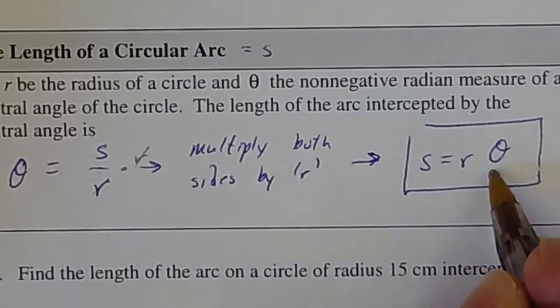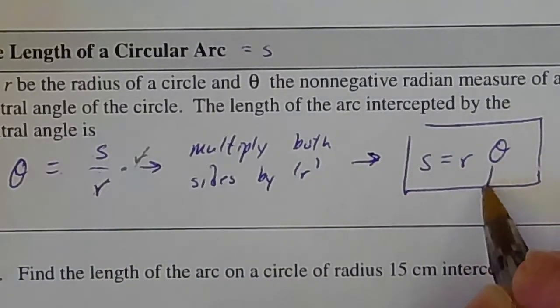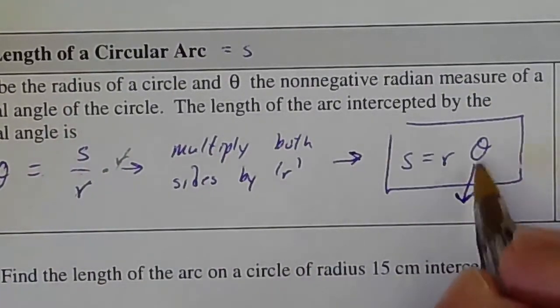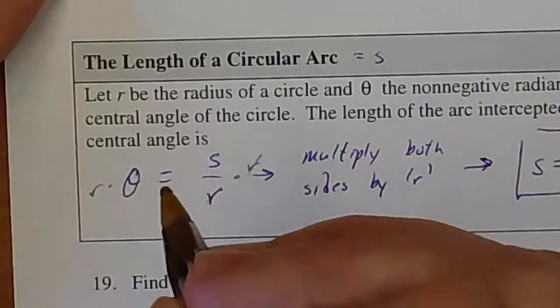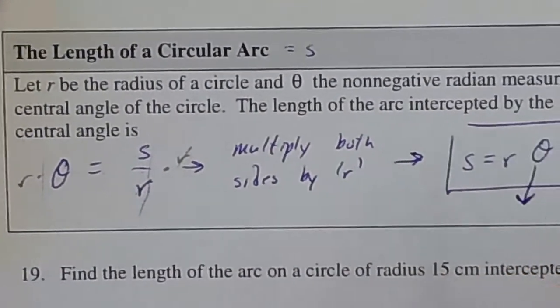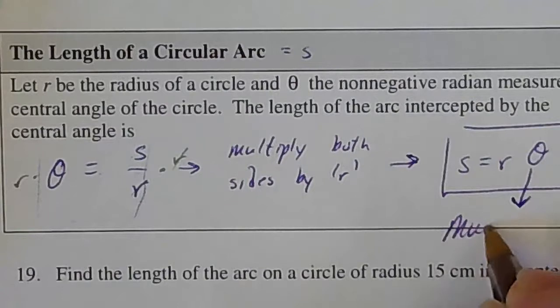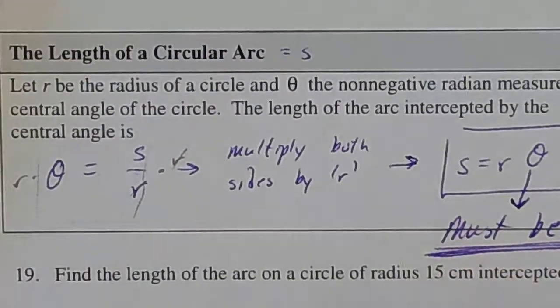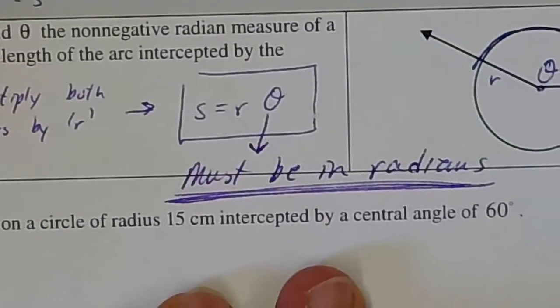Here's what you got to remember whenever you use this, and here's the catch that a lot of students forget, at least early on. Theta must be in radians. I cannot punch in degrees into this because this is derived from the definition of radians. So theta must be in radians when using this formula. Okay? It's a big must, a big requirement.